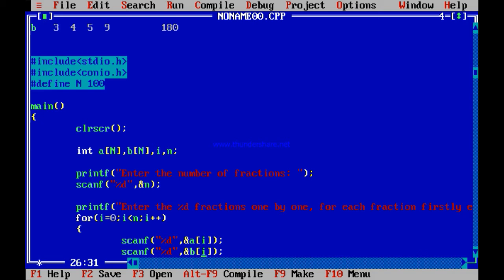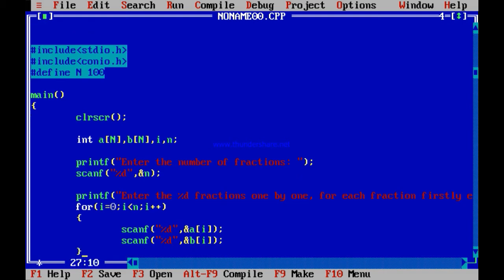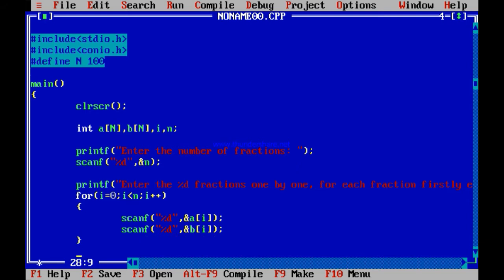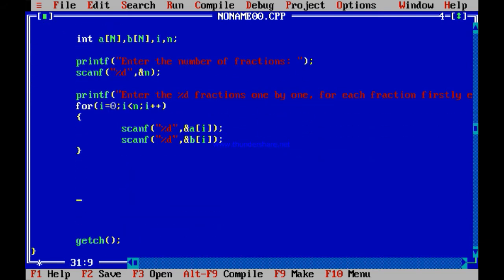A0 is the numerator, B0 is its denominator. Then A1, then B1. A1 is the numerator, B1 is the denominator. Next A2, then B2. A2 is the numerator, B2 is the denominator. This is how you scan all the fractions. Now remember, once the fraction has been scanned, what do you need to do?